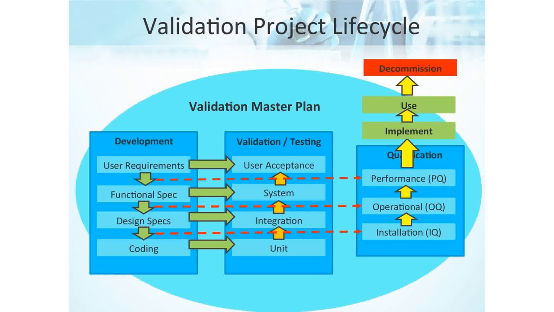So everything we just talked about, you see this big blue oval with the words validation master plan in it. All of these different phases need to be included in a distinct document that's usually referred to as the validation master plan, or simply the val plan or validation plan. This is your roadmap, and here's where considerable analysis must go into your plan.